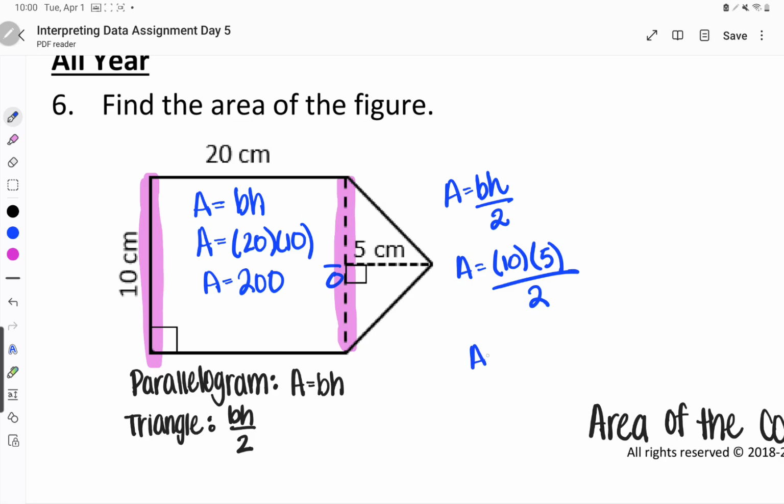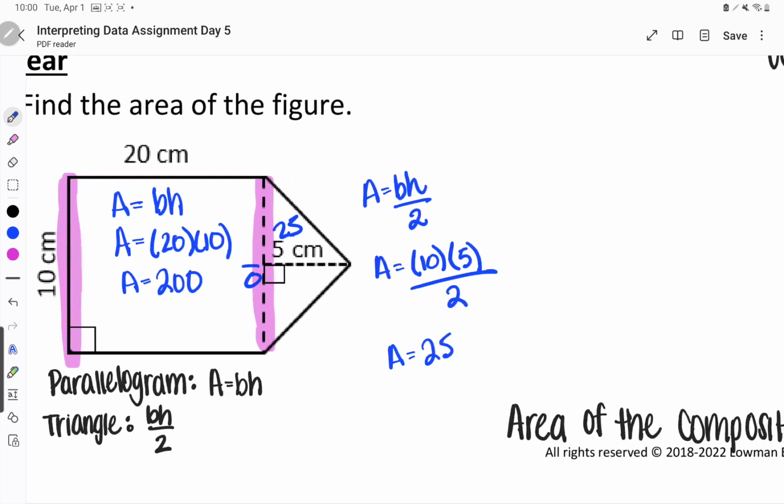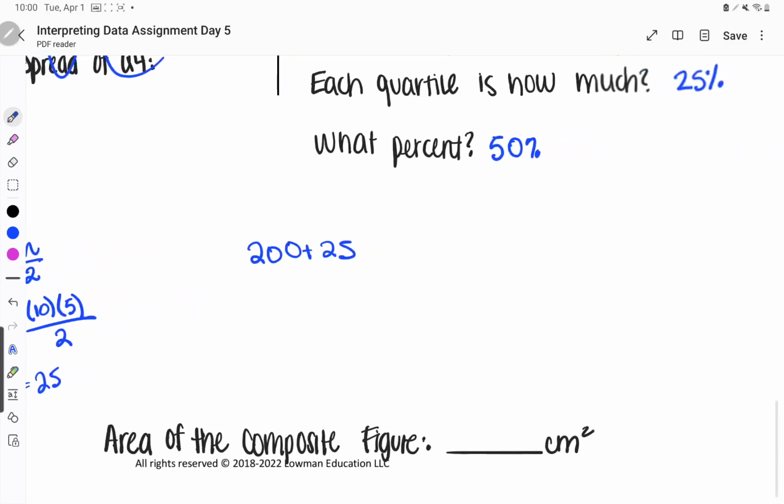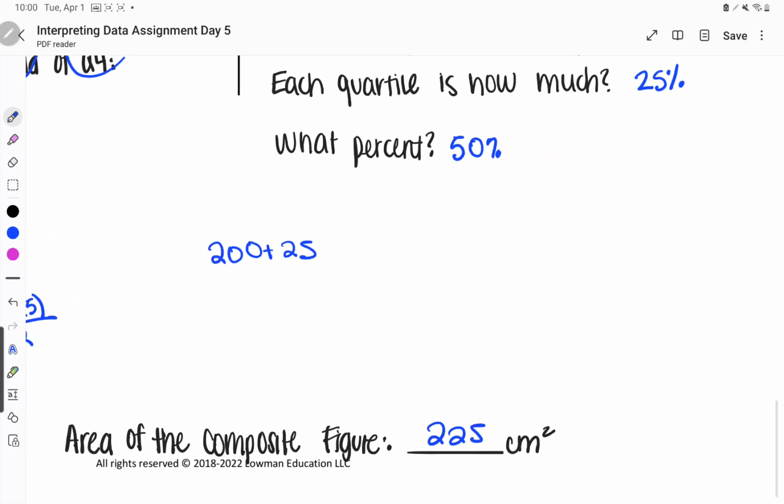And then what does that give me? That gives me 25. So I know that this right here is 25. And then how do I find the area of the composite figure? I would add 200 plus 25. And that's going to give me 225 centimeters squared.